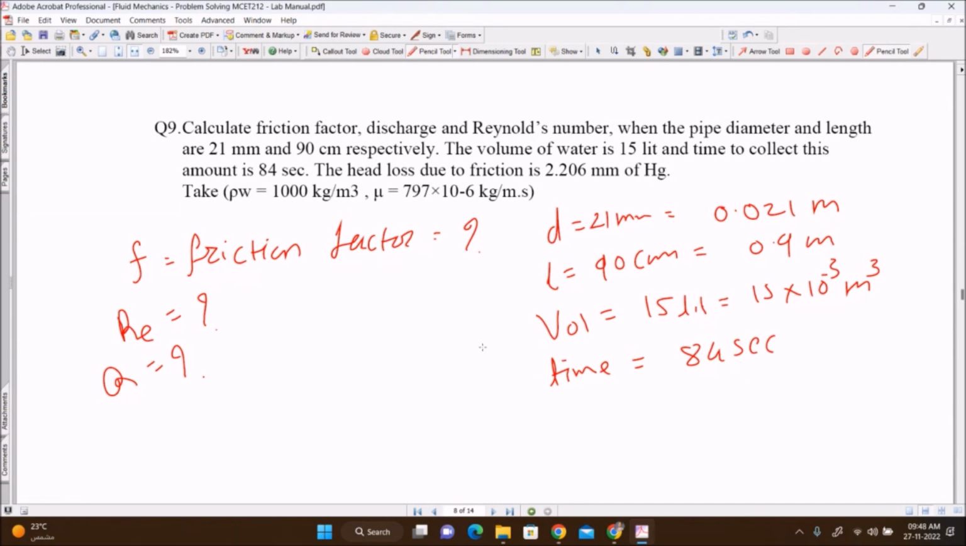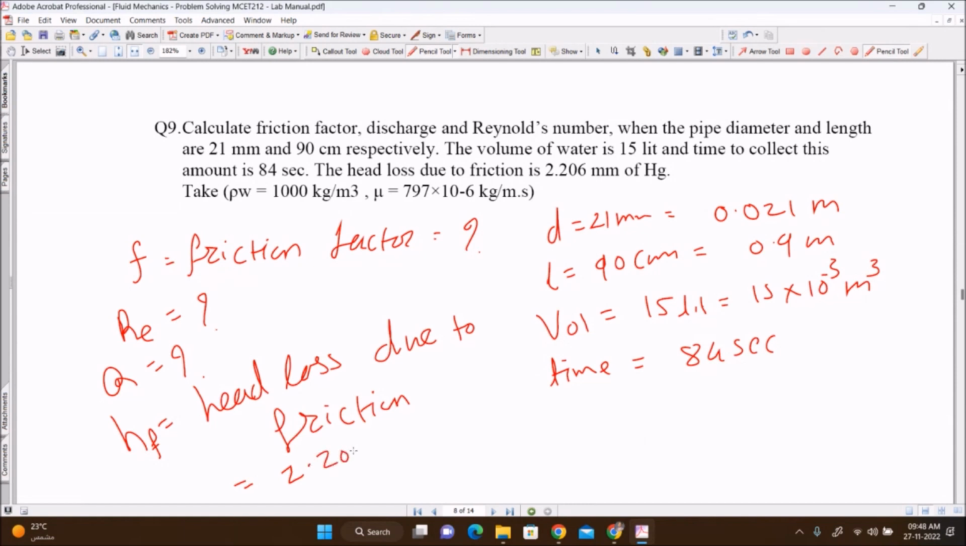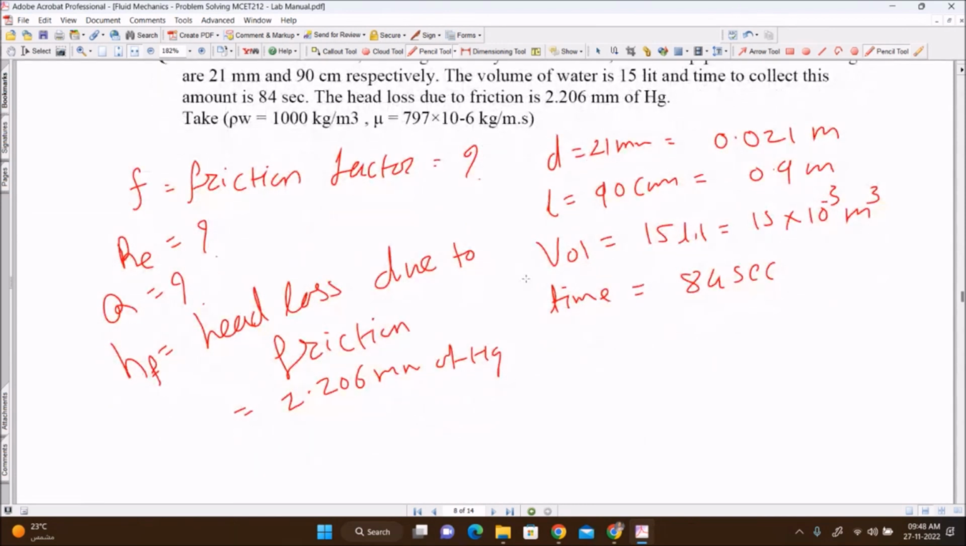So we can find out discharge. The head loss due to friction is denoted by HF, and it is given as height 2.206 millimeter of Hg. Millimeter is not allowed, so convert it to meter. So HF is equal to 2.206 into 10 to the power minus 3 meter of Hg.